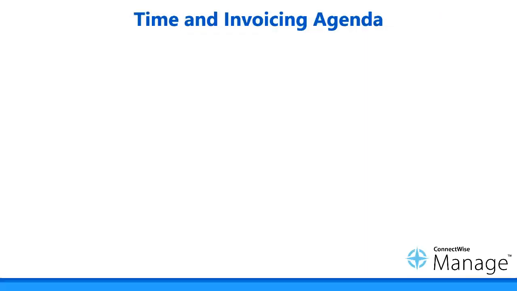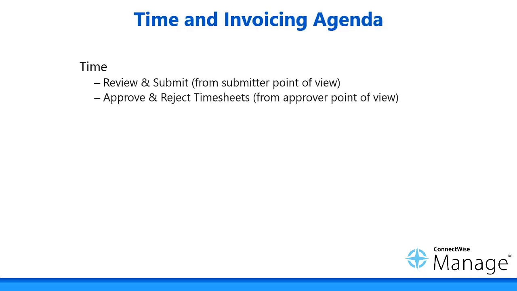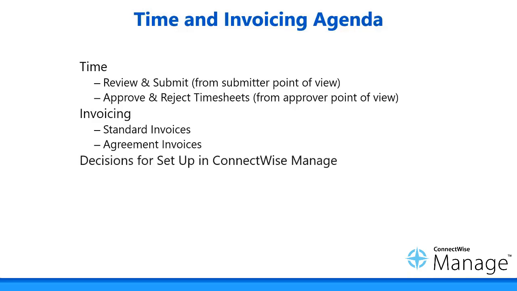In this session, we will explain how to review, submit, reject, and approve timesheets. You'll get to see the process from both the submitter's and the approver's point of view. Then we'll learn how to create a standard invoice and an agreement invoice. We will also discuss business decisions for you to make when making these setups in ConnectWise Manage. Plus, we will demonstrate how to do it and then give you an opportunity to pause the video and try it for yourself.